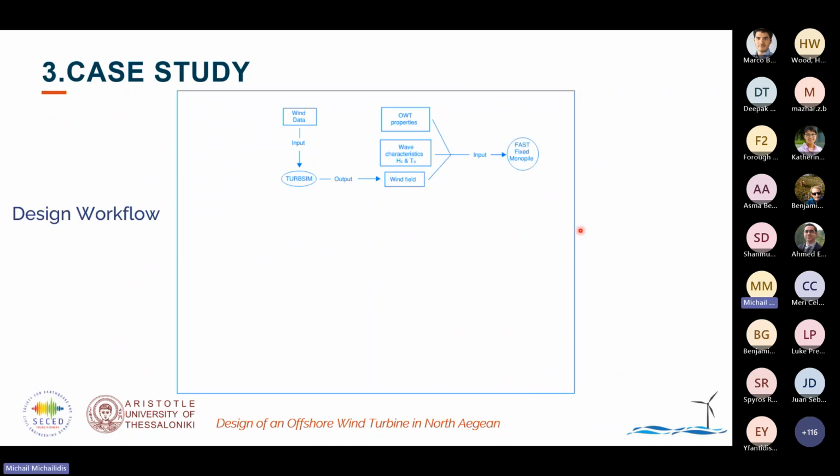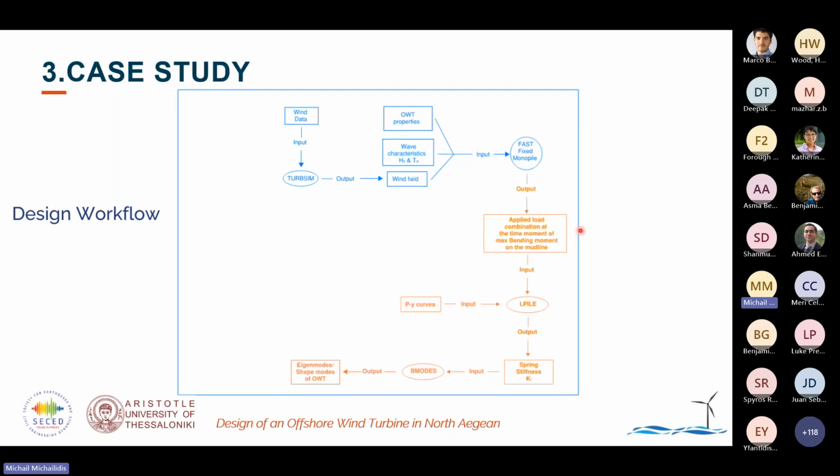Coming now to the design workflow, we are collecting initially the wind data that we are importing to the TurbSim in order to generate the wind field. Later, we have the wave characteristics and the offshore wind turbine properties that we are importing simultaneously to the FAST fixed monopile model. We're running the time history analysis for the fixed model initially in order to obtain the applied load combination at the time moment of the maximum bending moment on the mud line.